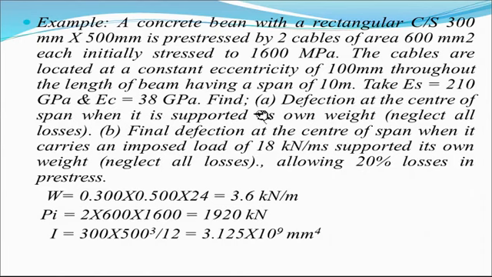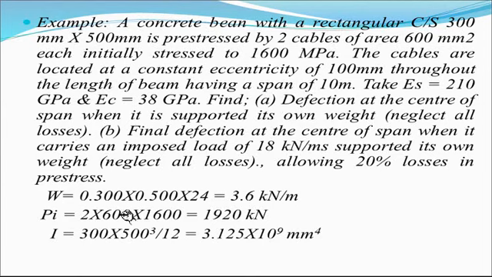Now find, number 1, the deflection at the center of the span when it supports its own weight, that means neglecting all losses and the live load. Second, the final deflection at the center of the span when it carries an imposed load of 18 kN per meter, allowing 20% losses in the pre-stress.